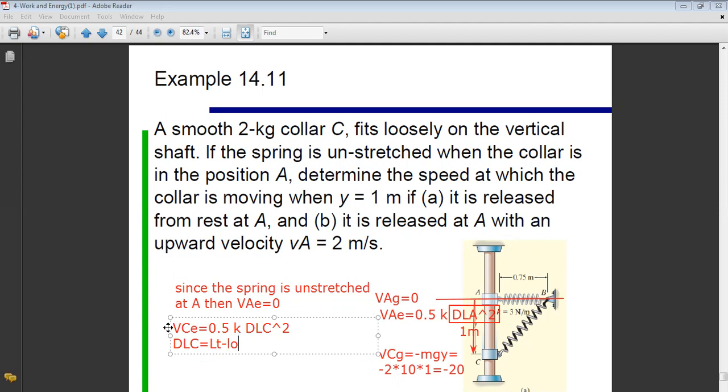So what is the total length of the spring at position C? If you look at your figure, BC, the distance from B to C, corresponds to the total length of the spring at this state. So all I have to do is to calculate BC. And what is L0? They said that when the box was at A, it was unstretched. This means that AB is equal to L0.